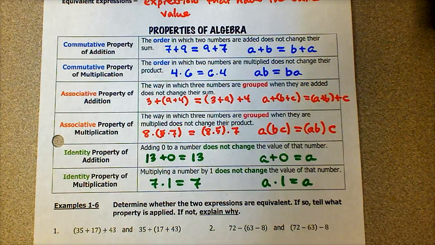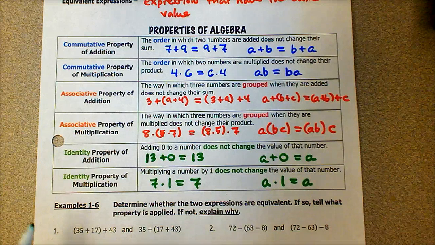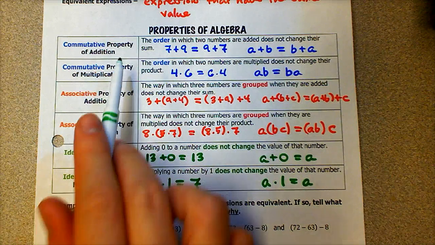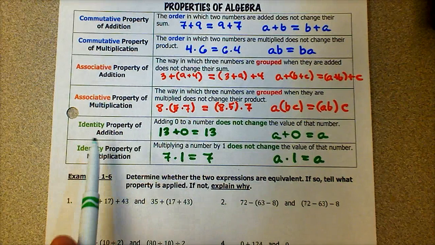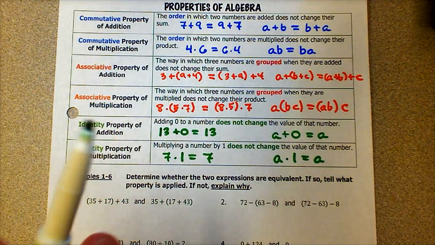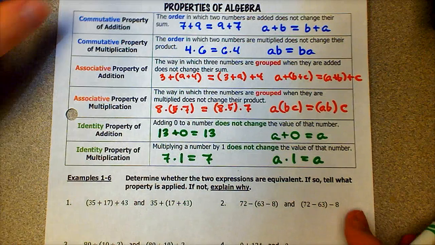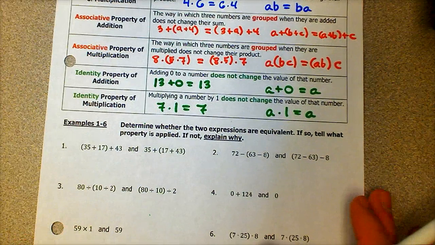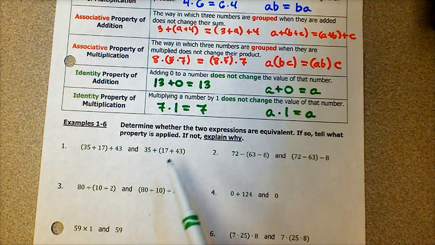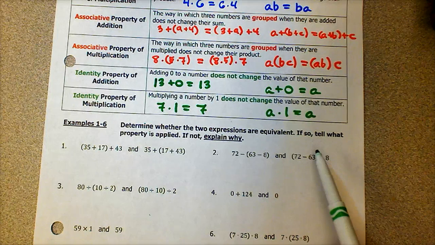Again, all these properties apply to only the operations of addition and multiplication. Subtraction and division behave differently and don't really have properties like this. The order does matter when you're subtracting or dividing, but not when you're adding or multiplying. In the examples below, we're given two different expressions for each example, and our job is to determine whether the two expressions are equivalent. If so, we tell why, what property is applied, and if not, we explain why.